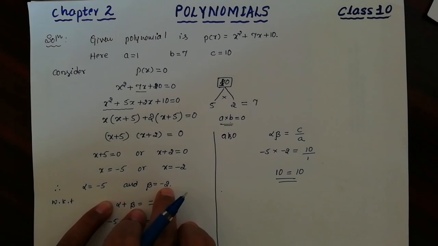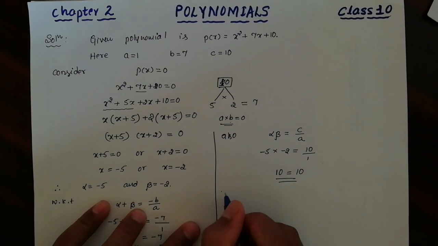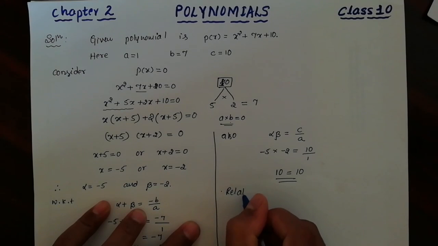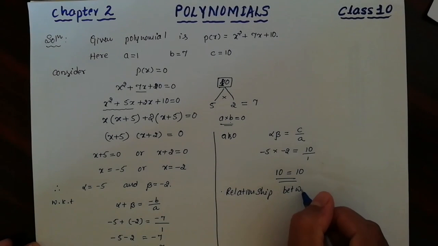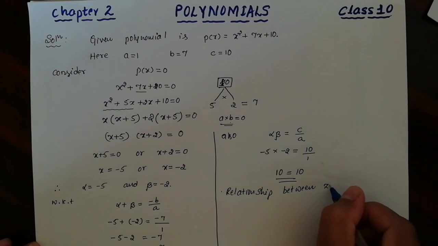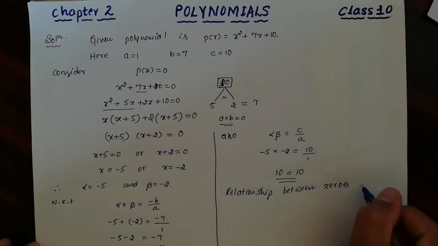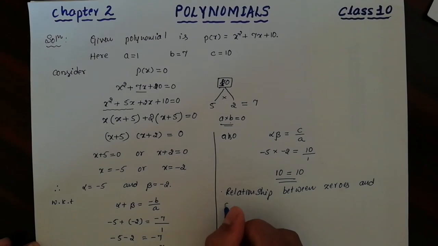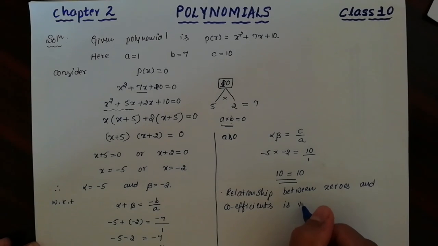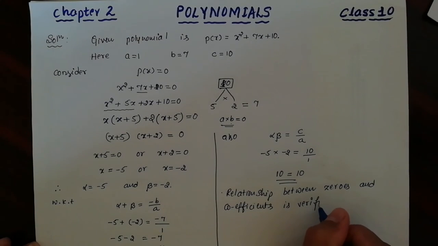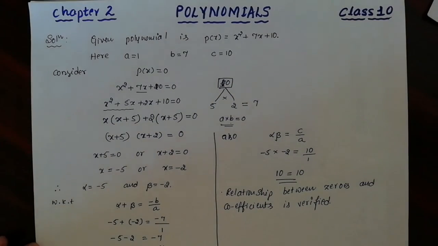Zeros are already written here, you just need to write the conclusion like this: the relationship between zeros and coefficients is verified.